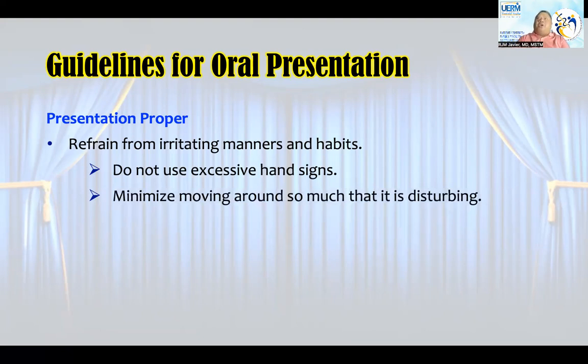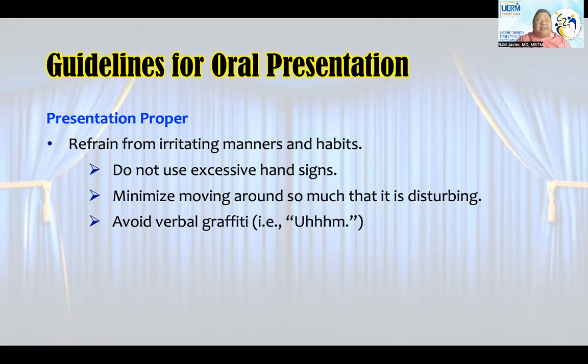Sometimes, if there is no podium, you are given the liberty to walk around like a TEDx type of thing. But do not waltz around the stage as if you are dancing, because that is something that is also annoying at times. You can move about every so often, but take small steps, small movements, not those excessive or glaringly big movements if you are on stage.